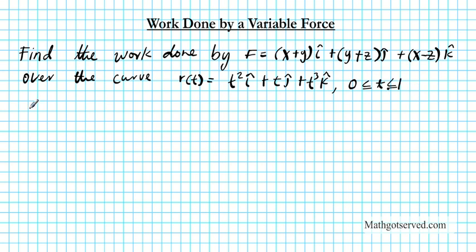Okay? And then let's see, we're going to move from position 0, 0, 0 all the way to position 1, 1, 1. So this is a three-dimensional space curve. We're going to see the work done by this force in moving a particle along this path, starting from 0, 0, 0 all the way to 1, 1, 1.